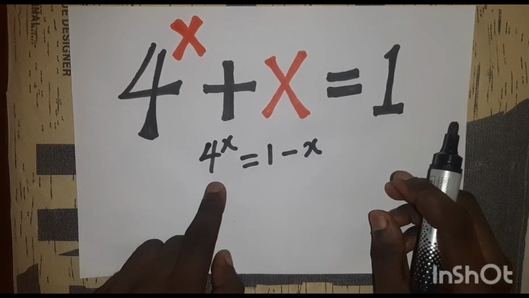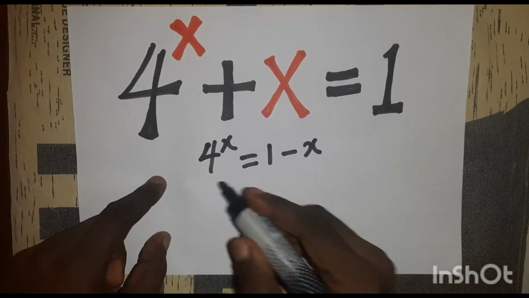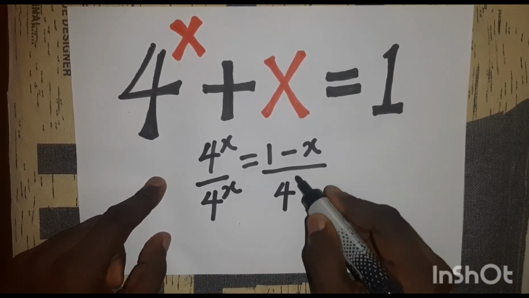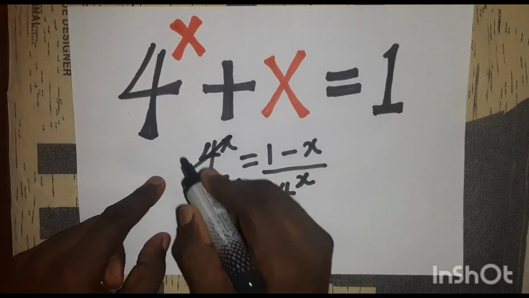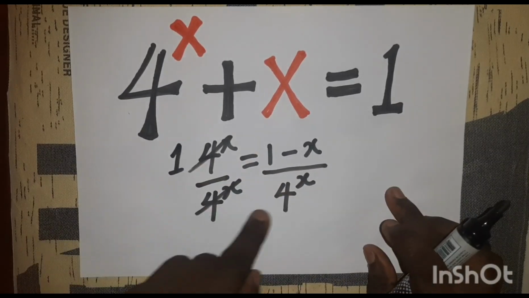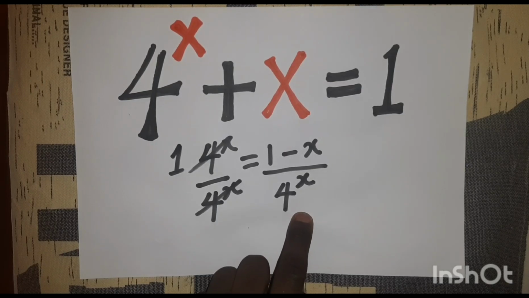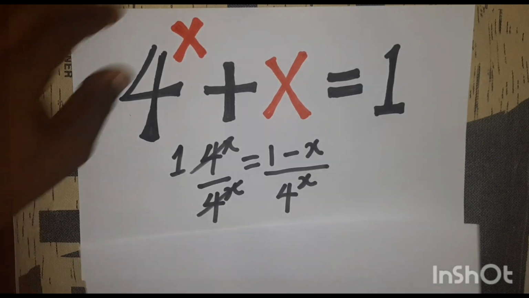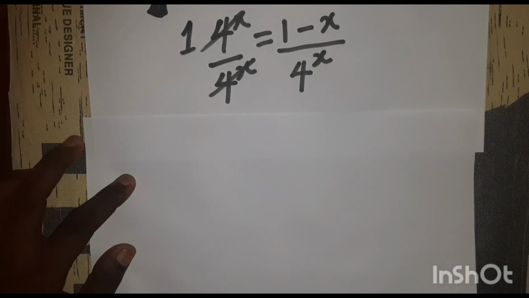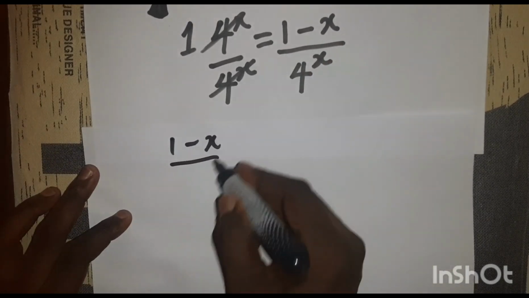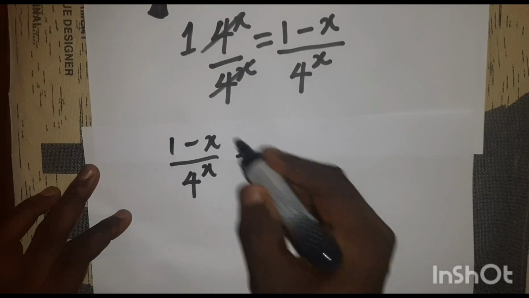And here I can divide both sides by 4 raised by x. Divide here by 4 raised by x, and also divide here by 4 raised by x. So this cancels this. I have 1 left here, and I have 1 minus x over 4 raised by x left on the right hand side. So we can now continue from here. So here I can write my 1 minus x over 4 raised by x equals 1.